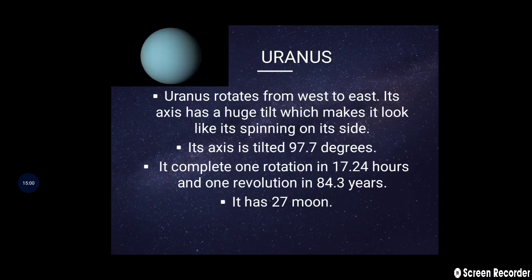Now we have done Saturn. Now the second last planet, which is Uranus. Uranus rotates from west to east. Its axis has a huge tilt, which makes it look like it spins on its side. Its axis is tilted 97.7 degrees. It completes one rotation in 17.24 hours and one revolution in 84.3 years. It has a total of 27 moons.